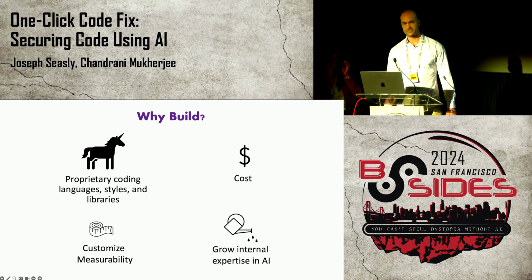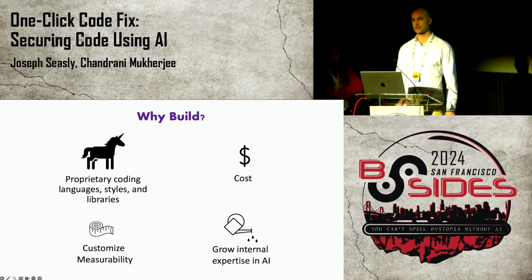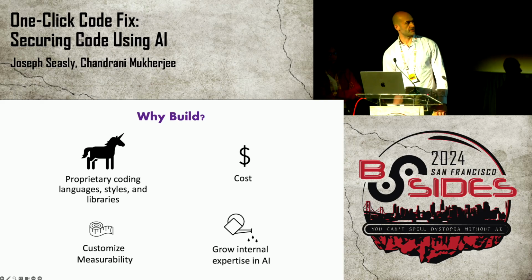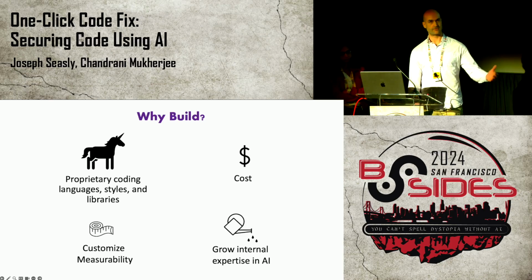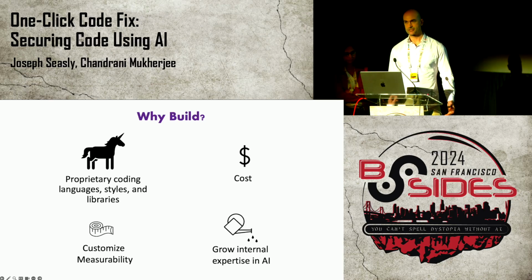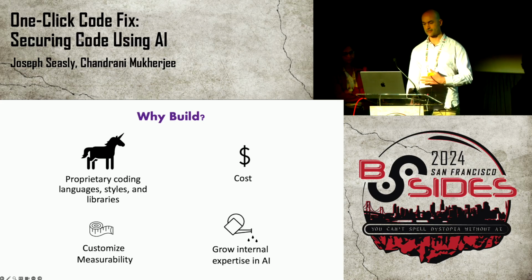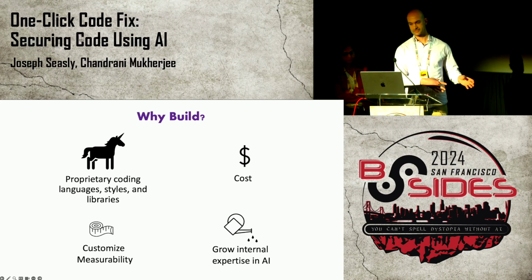There's a large cost associated with commercial solutions. If you have a team of hundreds to thousands of developers checking in code, the cost of using a commercial solution can run into millions of dollars a year. One of the most important parts is that you want to be able to customize the measurability of your fixes. You want to be able to measure your historical performance based on finding vulnerabilities and fixing them. A lot of times you have those resources at your disposal. If you're tracking your fixes through Jira and GitHub, then you can automatically extract those programmatically.